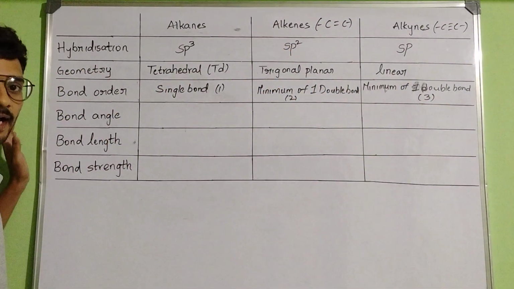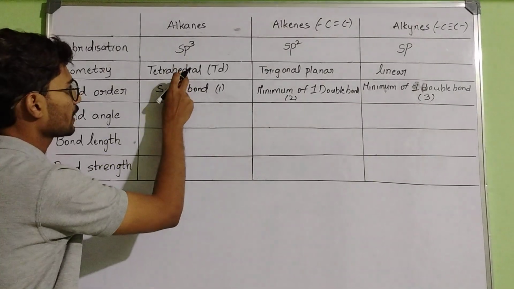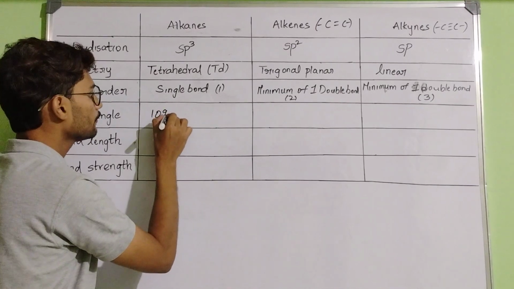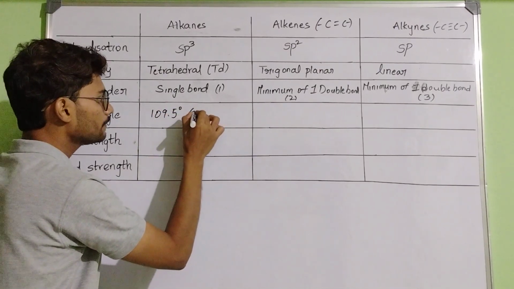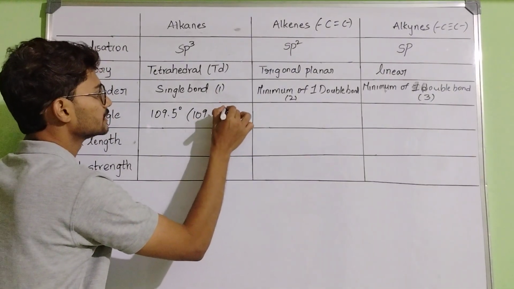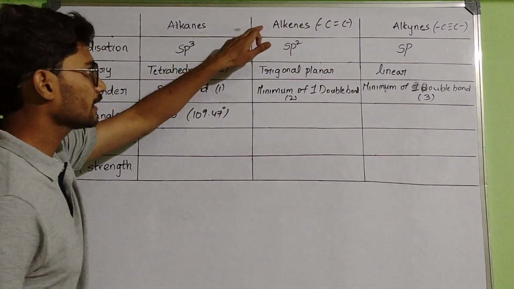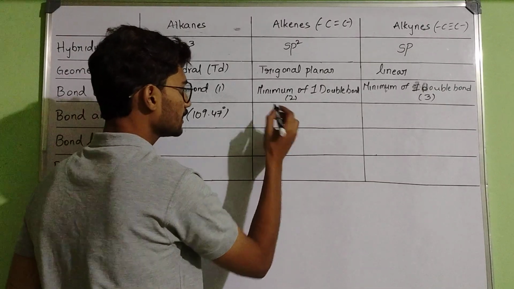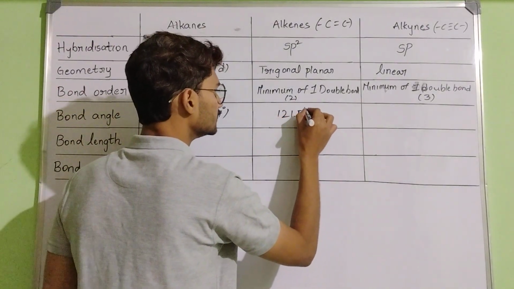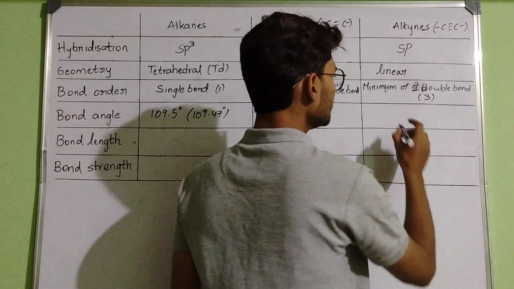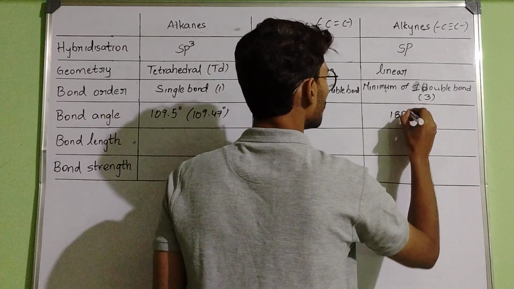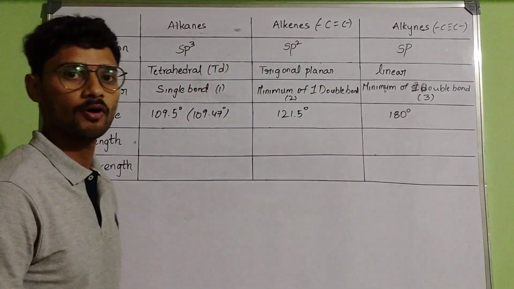Now, coming to the bond angle. Whenever alkanes get tetrahedral structure, the bond angle is 109.5 degrees. To be precise, it is actually 109.47 degrees. What is the bond angle for alkenes? The bond angle in alkenes is generally given as 121.5 degrees. What is the bond angle in alkynes? It is 180 degrees. All these things are based on the geometry of the molecule.